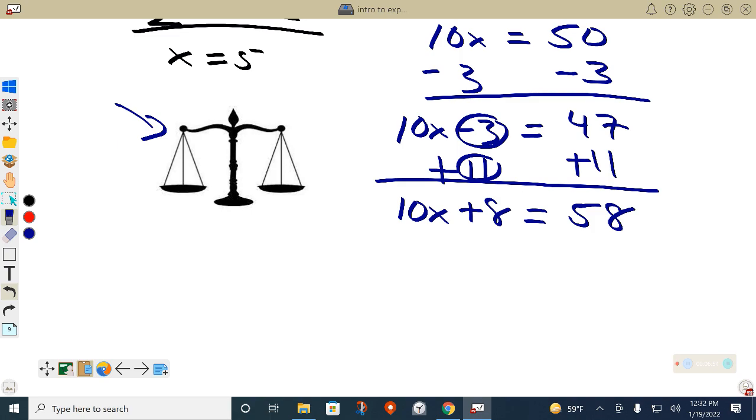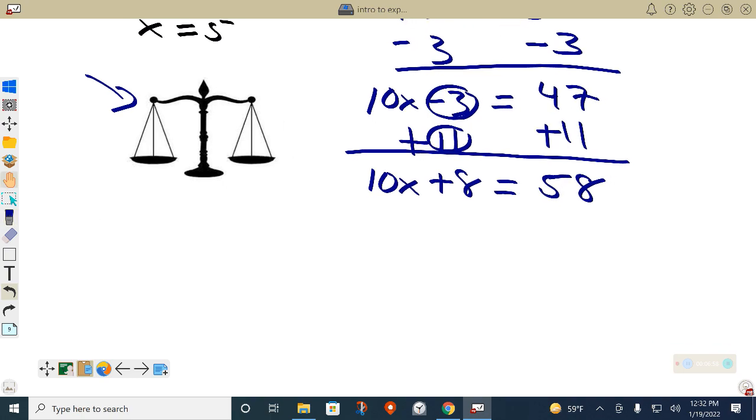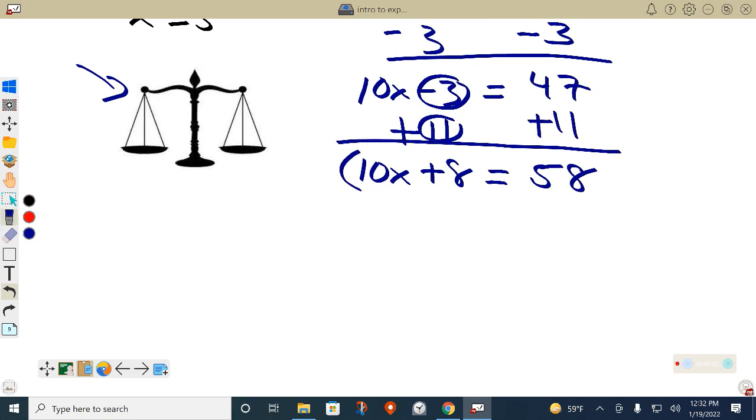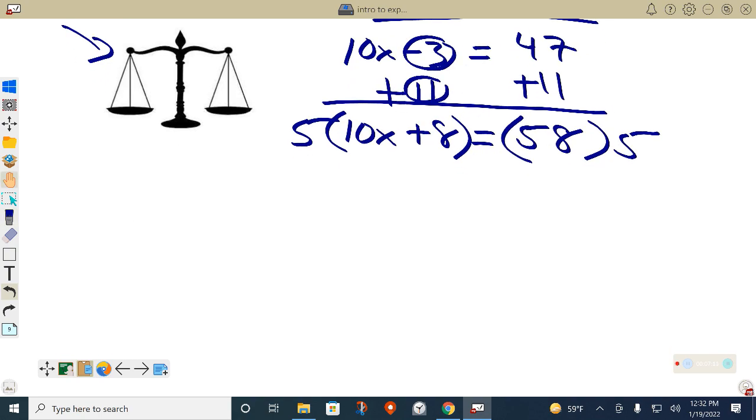Martinez, what's your favorite number? 5. What I'm going to do is multiply both sides by Martinez's favorite number. Trust me, I'm going somewhere with this. Just pay attention. Watch what happens. So, Martinez's favorite number, I'm multiplying the left side and I'm multiplying the right side by 5.